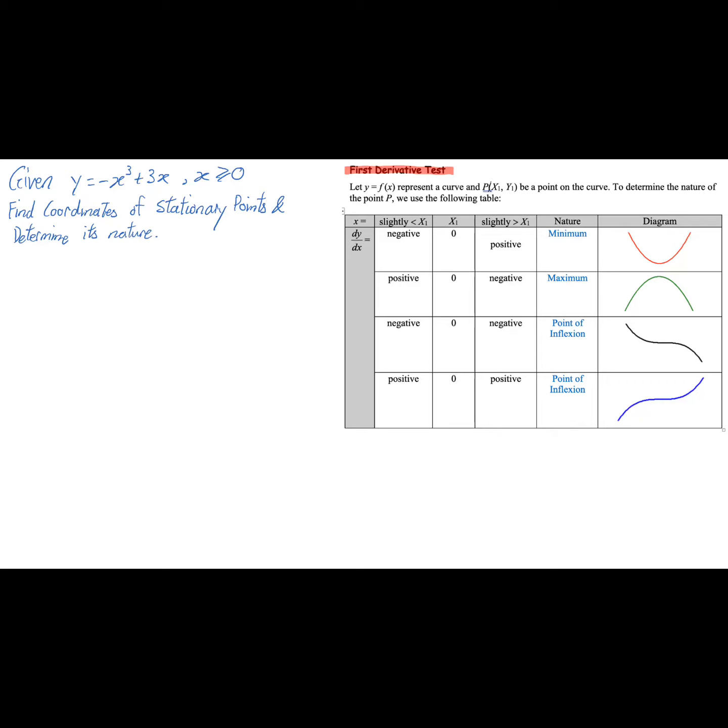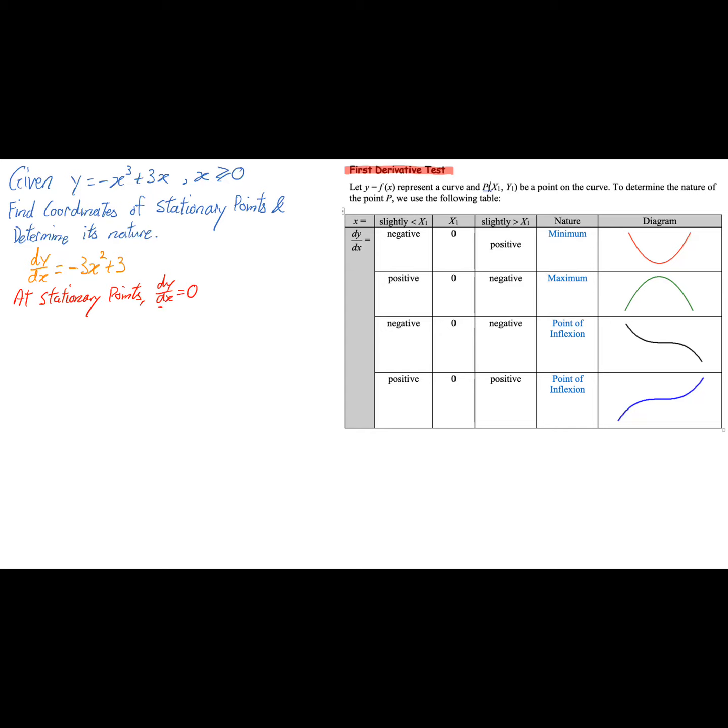So the question says find coordinates of the stationary points. Therefore, we differentiate it once to find our dy/dx. So it's negative 3x squared plus 3. Now, how are we going to find the coordinates of the stationary point? What's so special about a stationary point? Remember in the previous video, we know that at our stationary point, a certain value is 0. At a stationary point, our dy/dx is always 0.